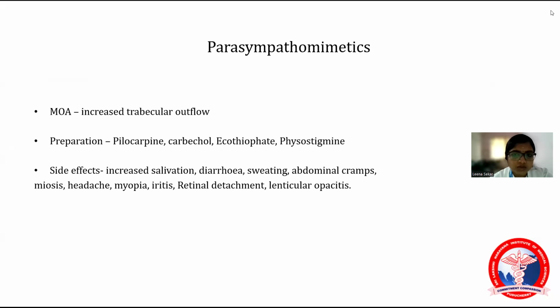Next one is parasympathomimetics. They will cause increased trabecular outflow. They are also known as miotics. The most common drug available in miotics is pilocarpine. Their side effects include increased salivation, diarrhea, sweating, abdominal cramps, and miosis, and miosis will further lead to myopia and retinal detachment.